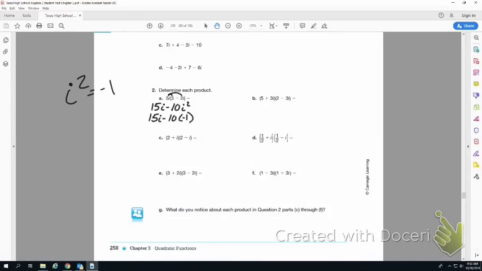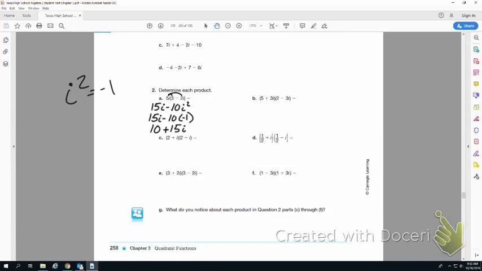Which -10 times -1 is going to give me positive 10. Okay? And I'm going to go ahead and switch those terms so that it's in that A plus BI format. Alright, but that -1 is always going to change the sign of the number it's attached to.